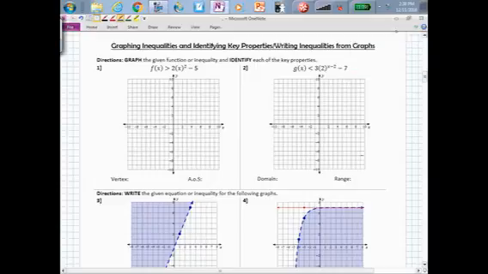Alright, so we're going to do two things in this video. We're going to graph inequalities, and then we're going to be given a graph and we're going to write the inequalities, and along the way we're going to identify some key properties. Alright, so let's do this first one.